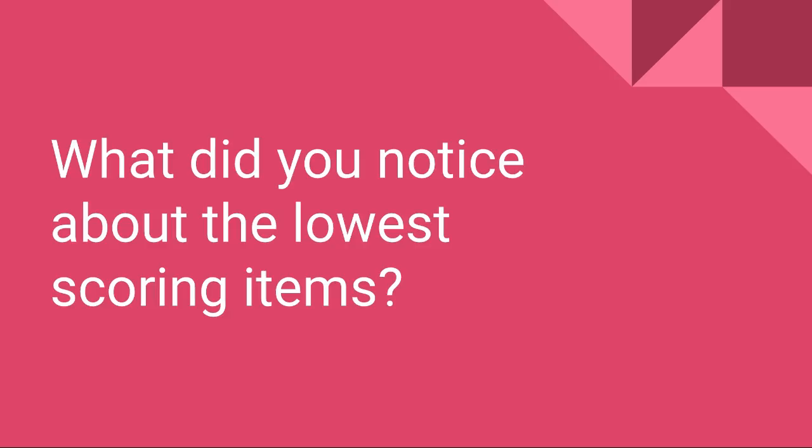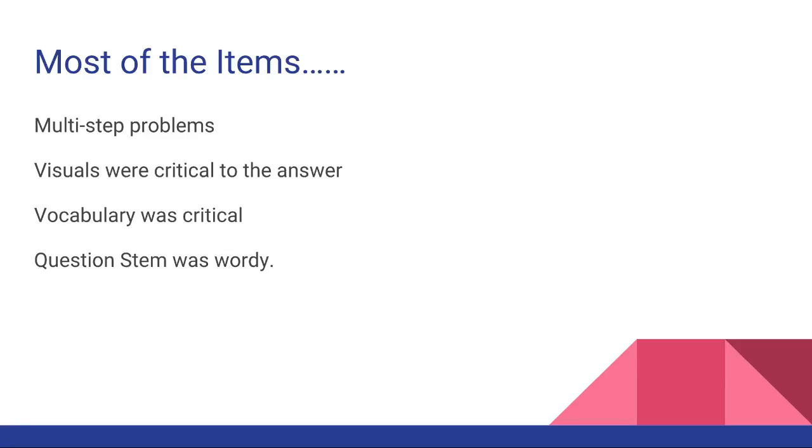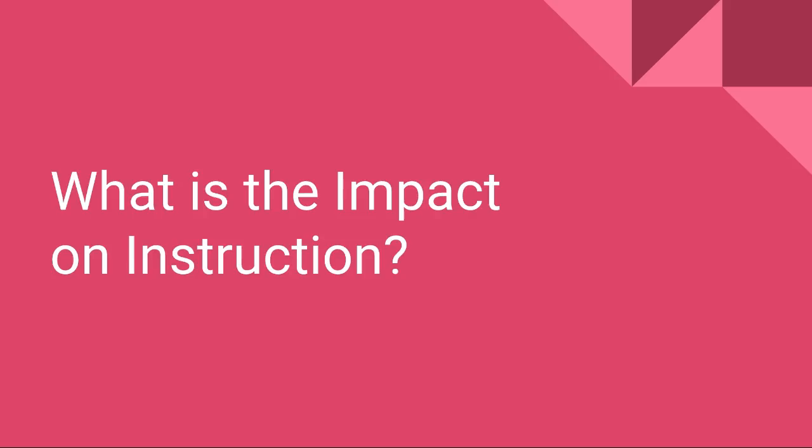So what did you notice about the lowest scoring items? Most of these items were multi-step problems. The visuals were very critical to the answer. The vocabulary was critical, and the question stem was wordy in most cases. But definitely multi-step items, so that the kids have to do more critical thinking. So what is the impact on instruction?